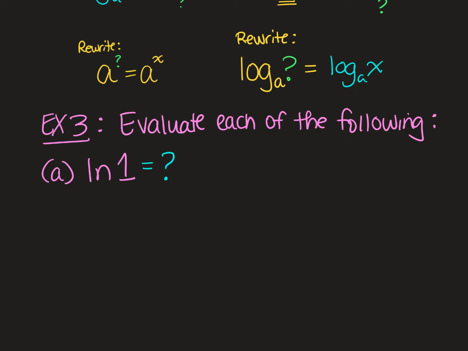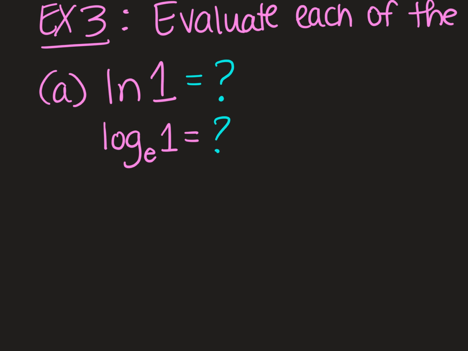Now, if you don't remember what all the properties say, we could rewrite this. This is really saying log base e of 1 equals something. It is 0, right? So there's two ways we can think about that. It's either using that very first property we talked about just a moment ago: a logarithm with any base of 1 is always equal to 0.